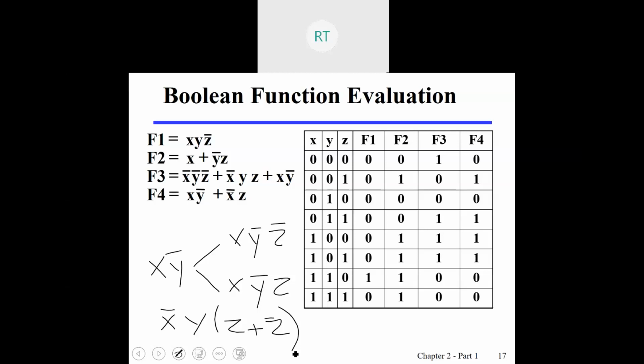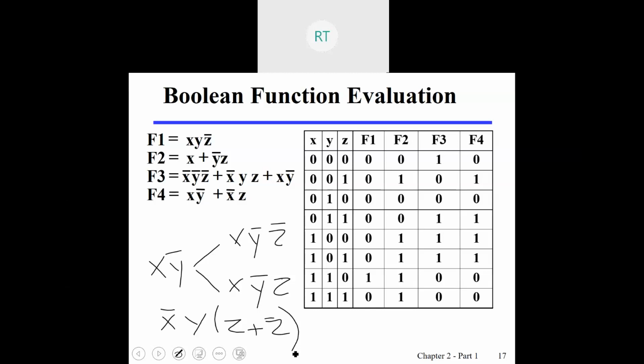Okay. Any other questions? You can directly use it, you mean, without proof? Every time you have to use an identity, you have to write it. Which identity did you use? Here, I use two identities. The first is the distributive law, and the second is z plus z bar is equal to 1.